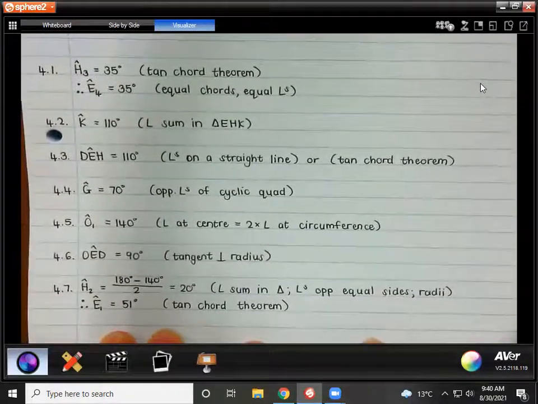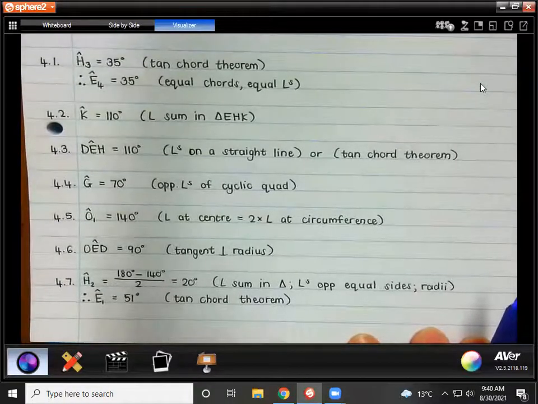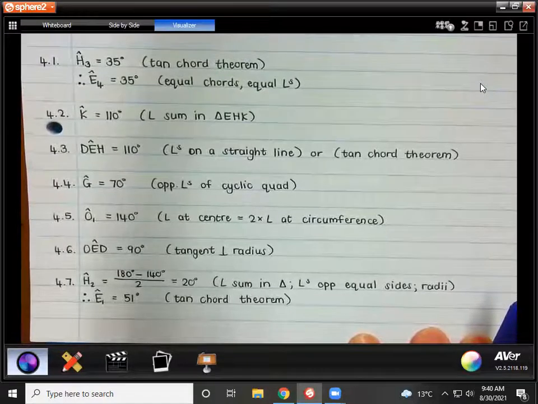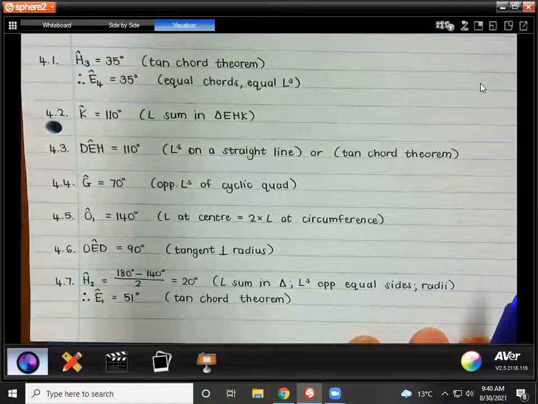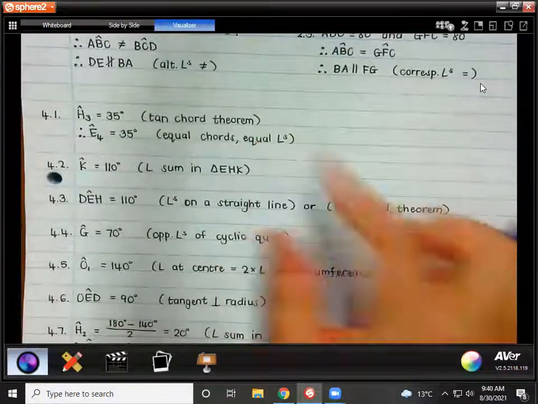All right, so there we have 4.1 to 4.7. Again, it's okay if your steps are different from mine, if you have different reasons, maybe you can just ask me. So in this one, they asked you to find a specific angle every time. So for 4.1, I actually just want to show you what I did. As I was doing it, I was thinking, I'm sure there's a faster way of doing it, but I'll just show you. And if any of you found a quicker way of finding E4, that's fine, you can tell me.